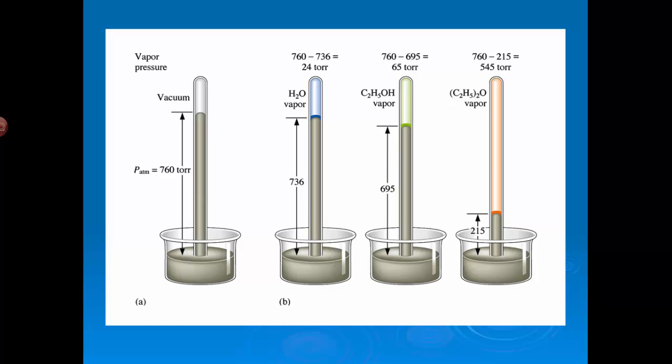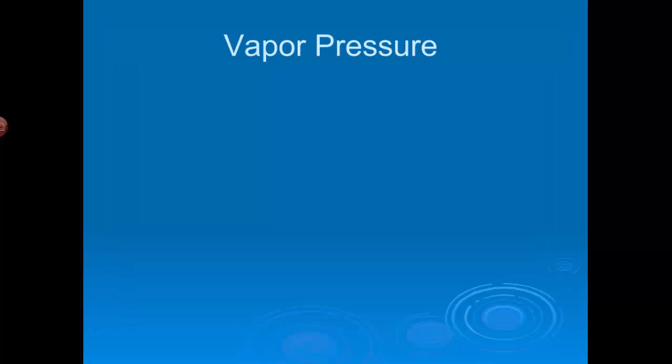So what accounts for the fact that water has a small vapor pressure at the same temperature? Ethanol has a higher one, and then look at diethyl ether, it's huge. What do you suppose accounts for that? Well, the short answer is intermolecular forces. The stronger the intermolecular force, the less of the liquid will evaporate at a particular temperature, and therefore the smaller the vapor pressure will be.